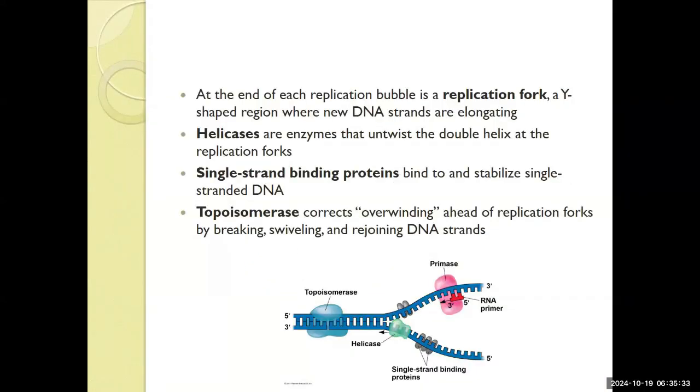So at the end of each replication bubble, a replication fork, a Y-shaped region, is formed. This is where the new DNA strands will be elongating. Enzymes such as helicase and topoisomerase will assist. The helicase untwists and separates the DNA double helix. Topoisomerase corrects overwinding at the other side of the replication fork. Once open, single-stranded binding proteins will bind and stabilize the single-stranded DNA so it doesn't collapse in and reseal.